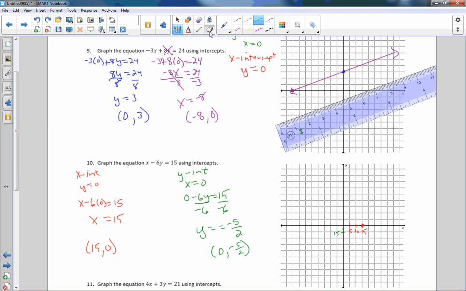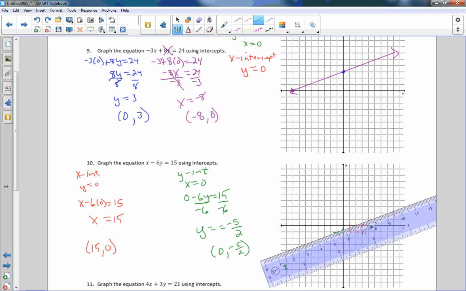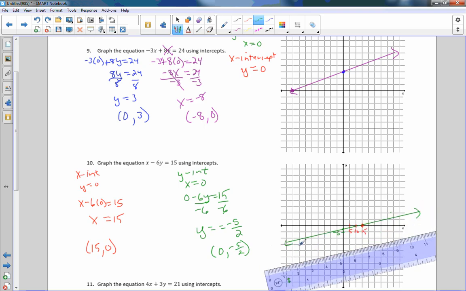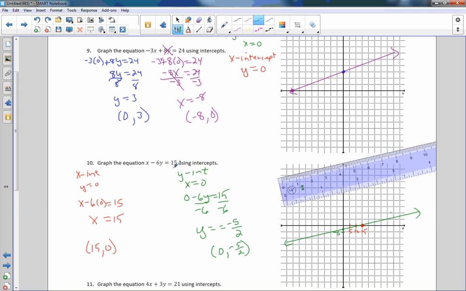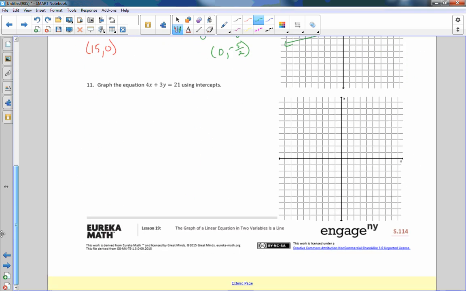Okay, I put 15. Let's change that. This line here is negative 5, and we have negative 2.5, which is halfway, so it's right there. So I bring my ruler down and rotate it so it goes through those 2 points, and I draw my line through the 2 points. Okay, so there you go. That one wasn't as nice because they used such a large number here and it was hard to graph.